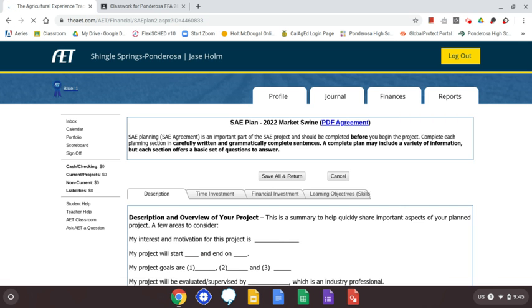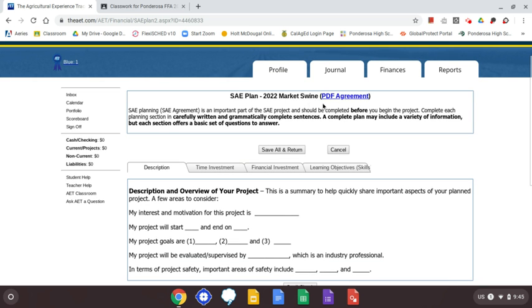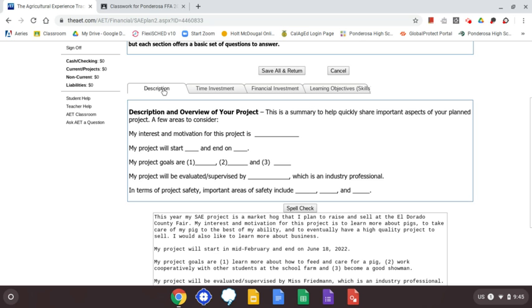When you click on that, you'll see on top, it'll tell you which project you're working on. So in this case, market swine. And then it has 4 tabs: description, time investment, financial investment, learning objectives, and skills. If any of those tabs have not been completed, it will show you that red X.